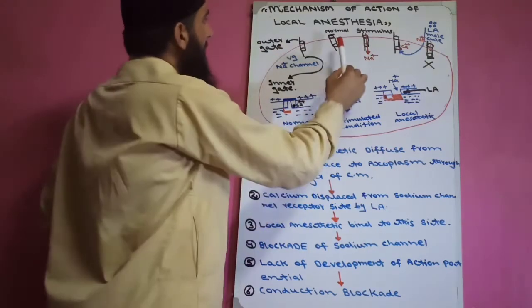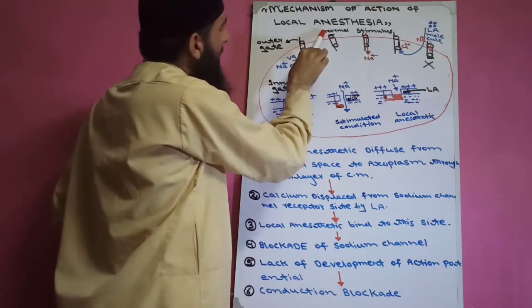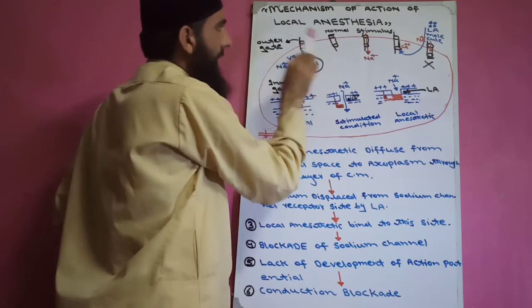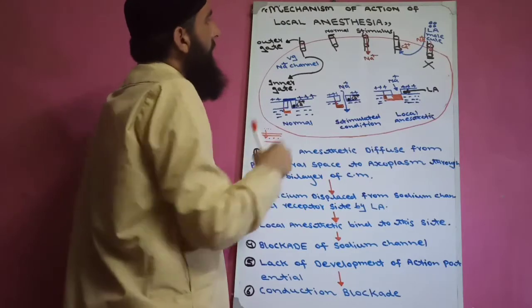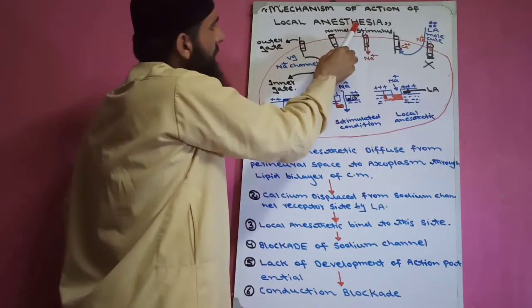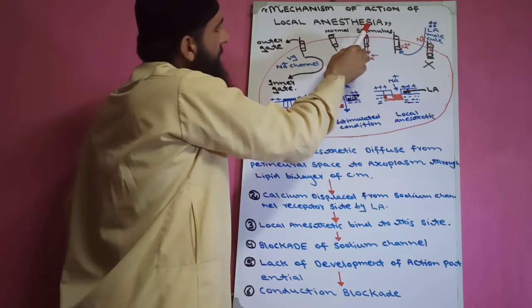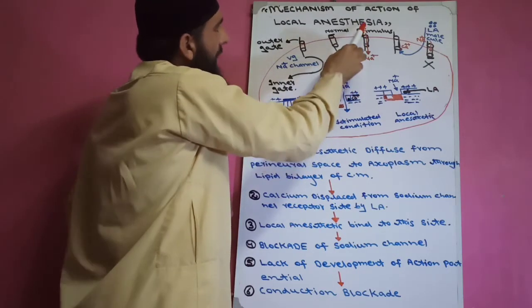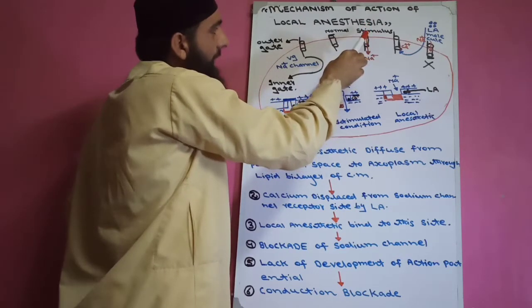Now in normal condition, the outer gate of the sodium ion channel is closed and the inner gate is open. This is the normal condition. But in the presence of a stimulus, the outer gate becomes open and sodium ions move inward, and the inner gate is already open.